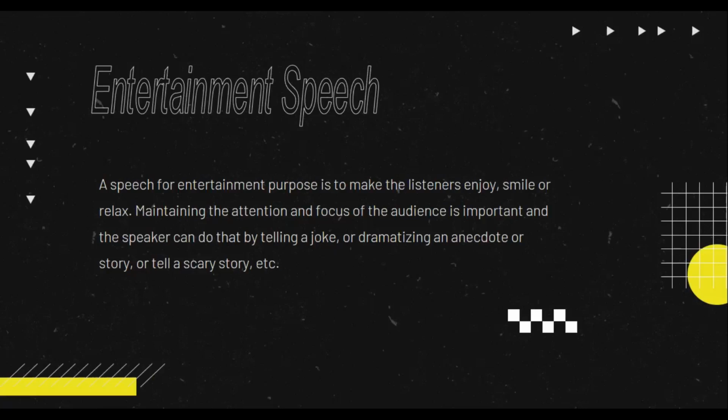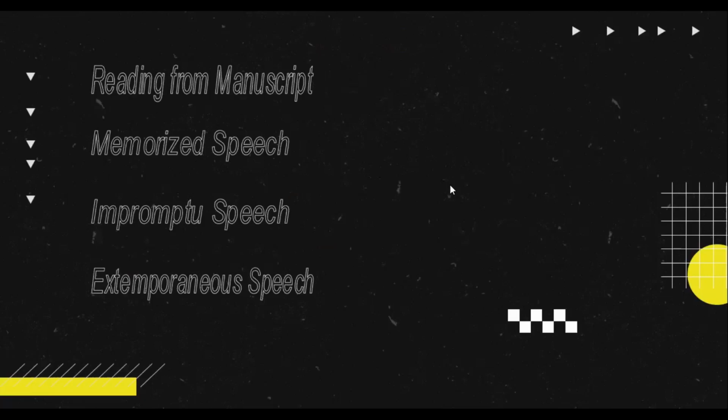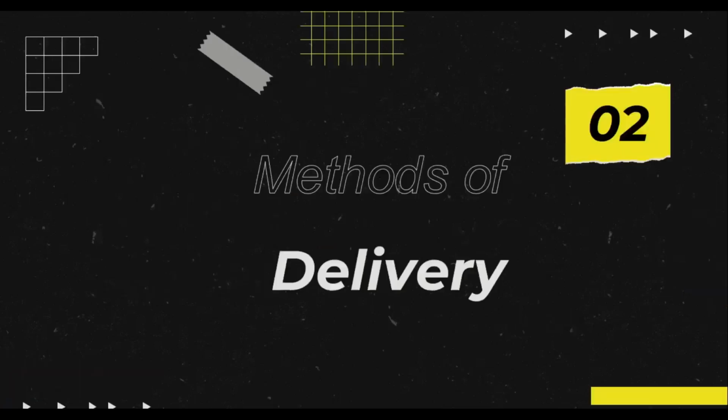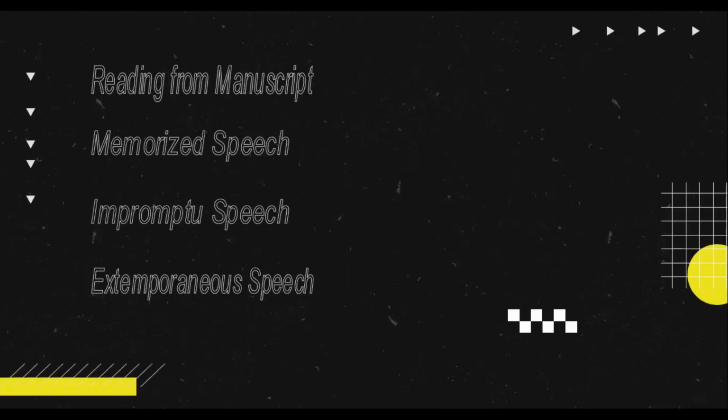So those are the different purposes of speech. We have expository, the second one is persuasive speech, and the third is entertainment speech. Now let's move on with the methods of delivery. We also have different methods of delivering a speech. These are the different types: reading from manuscript, memorized speech, impromptu speech, and extemporaneous speech.